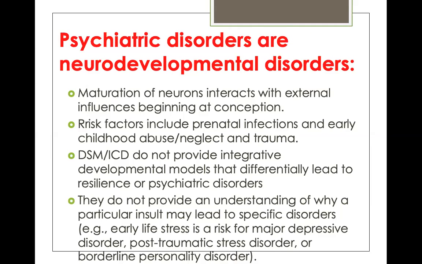So part of this idea is that psychiatric disorders are also neurodevelopmental disorders. So the maturation of neurons interacts with external influences beginning at conception. So these external influences include prenatal infections, early childhood abuse and neglect, and trauma.